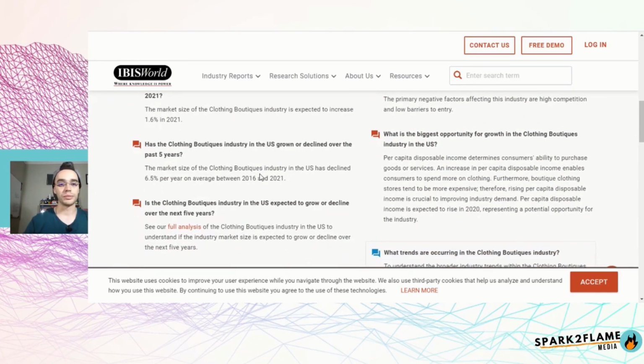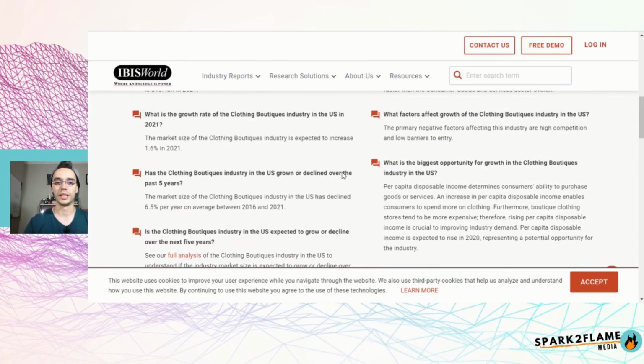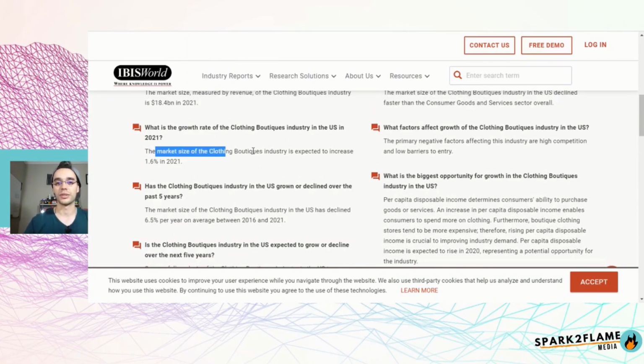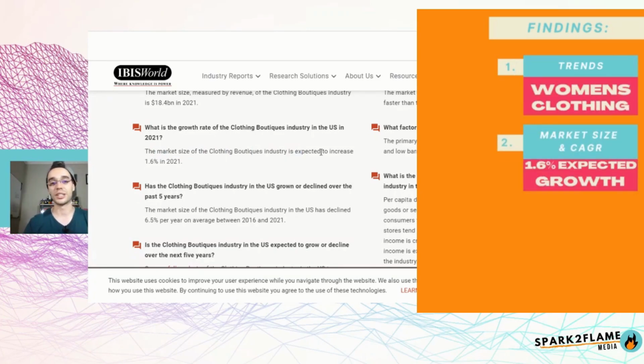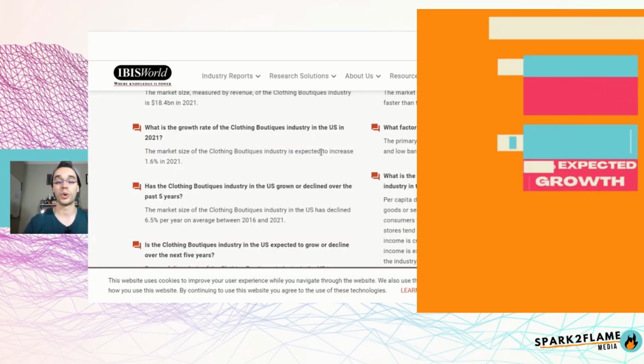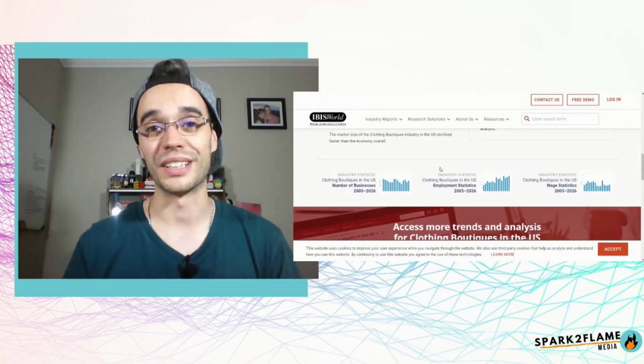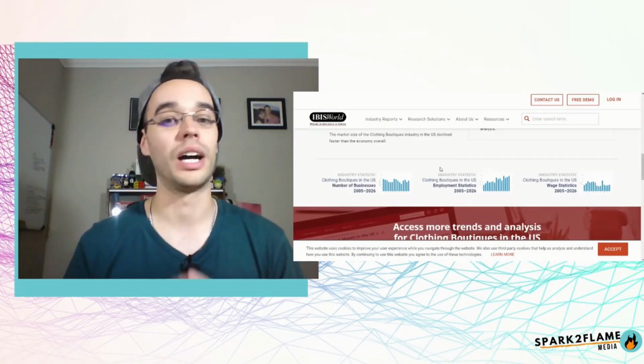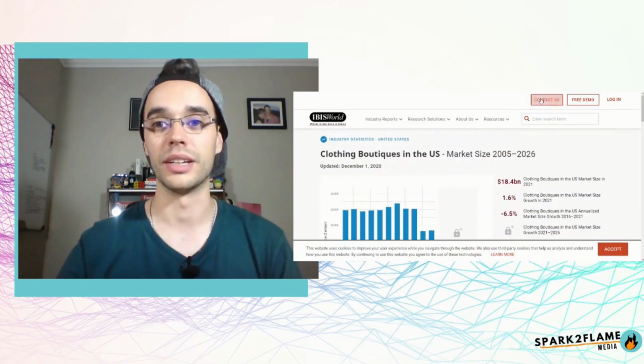However, let's also be real, because has the clothing boutiques industry in the US grown or declined over the past 5 years? IBISWorld reports that the market size of the clothing boutiques industry in the US has declined by 6.5% per year on average between 2016 and 2021. However, the market size is expected to increase in 2021 by 1.6%. This gives me a good feeling. I would still enter this market and give it a go.